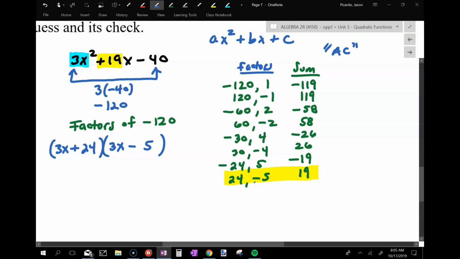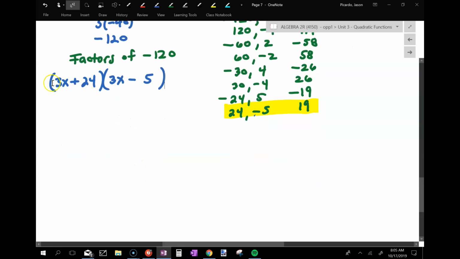But, Mr. Ricardo, 3x times 3x is 9x squared. You messed up. Yes, I know, because there's one more step. Ready? Look at this term right here. Is there a GCF in here? There is, right? What number can I take out of both of these? A 3. When I take that out, what do I get? X plus 8, right?